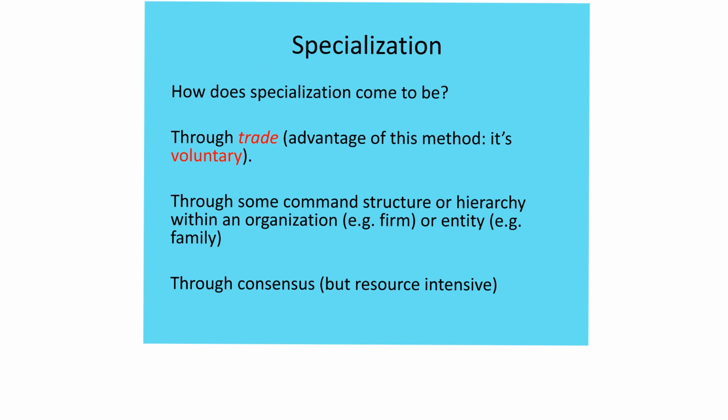Now, how do people actually come to specialize? Well, countries do it through trade. What they're good at, they trade for what someone else is good at or some other country is good at. And individuals, often through a process maybe of trial and error and education, find out what they're good at.